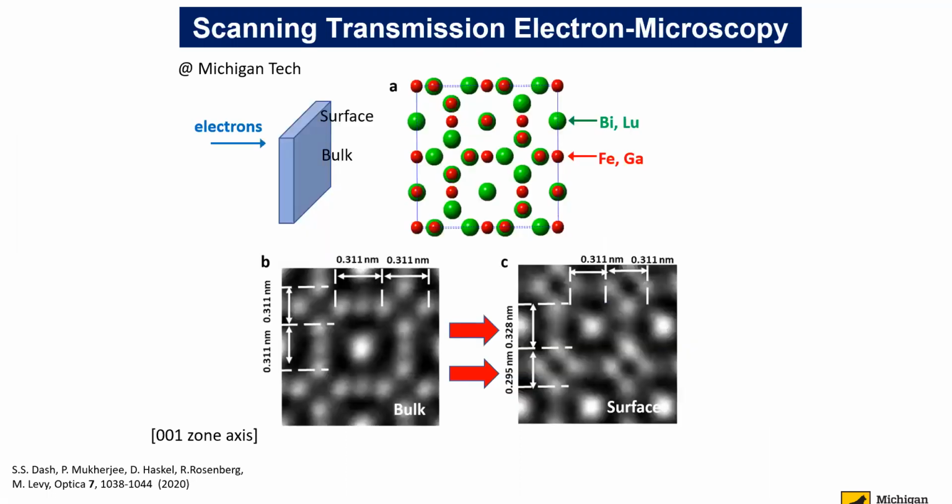Zooming in, we see displaced iron atoms on the surface compared to the periodic configuration in the bulk. We also see a change in distance between the two Fe atoms along the y-axis.